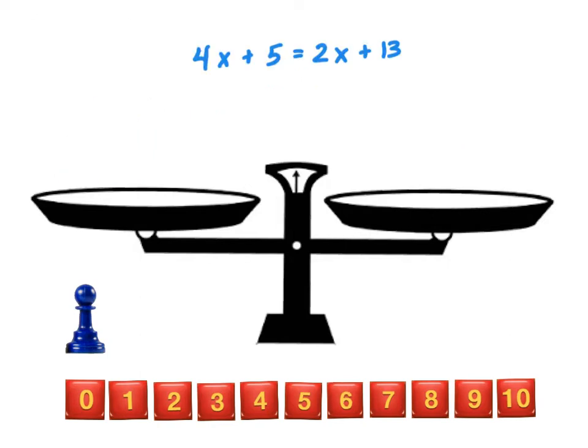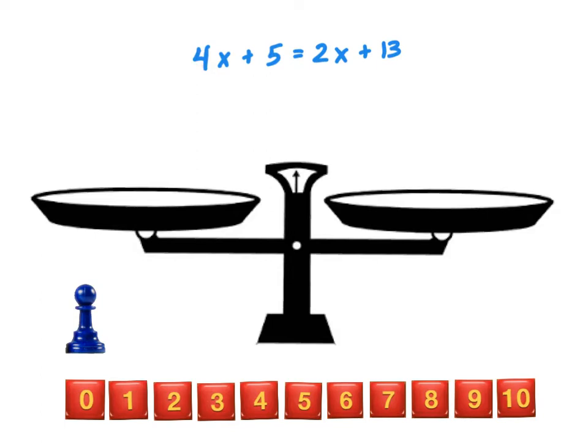Let's look at another example. In this example, we have 4x plus 5 equals 2x plus 13. Now be very careful here. 4x right here does not mean 4 plus x. It means 4 of the x's. It really means 4 times x.